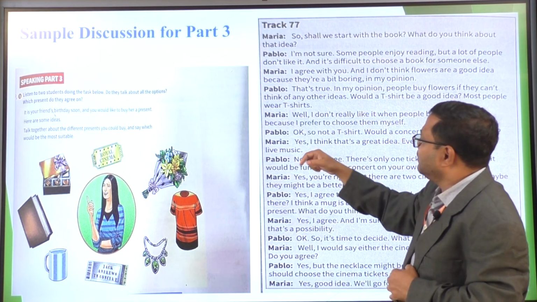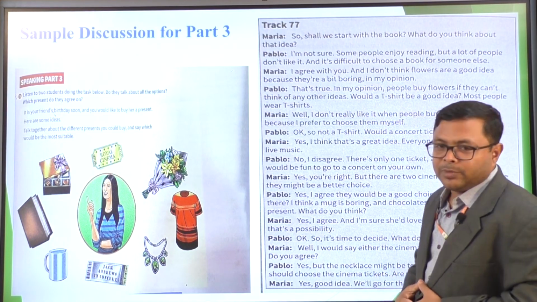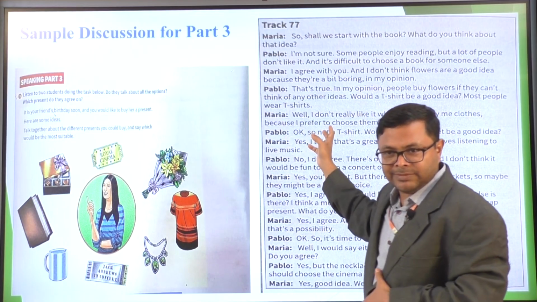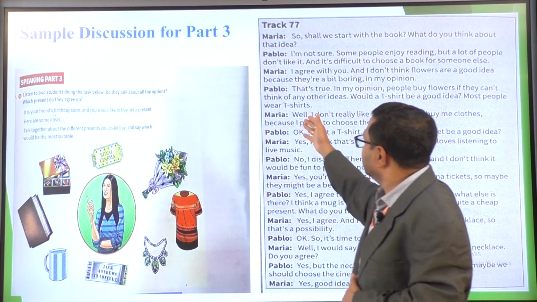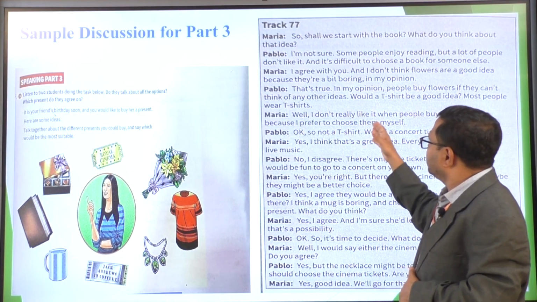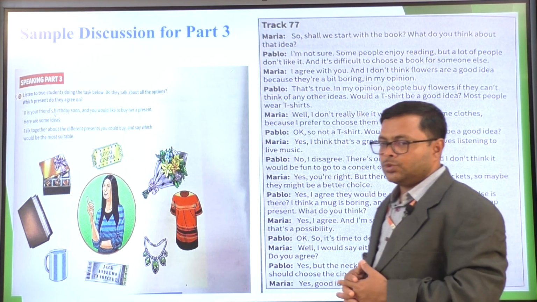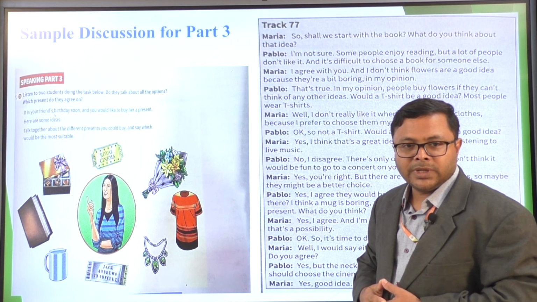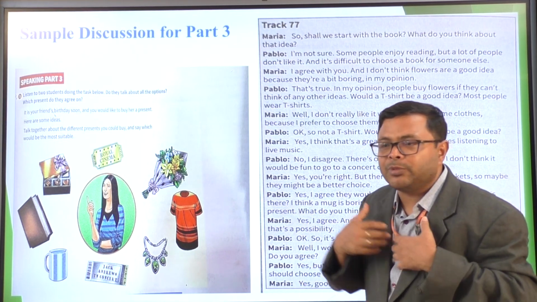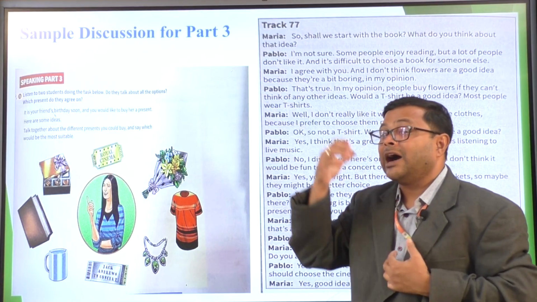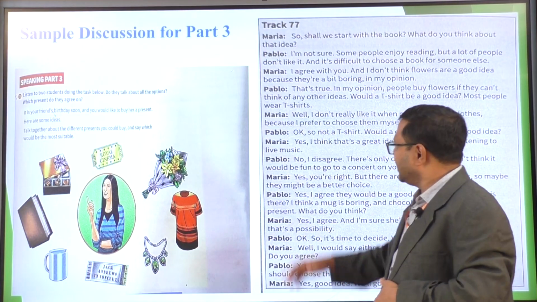Then Pablo gives another option. Would a T-shirt be a good idea? Most people wear T-shirts, so a T-shirt would be a good idea. Reason is given. Then Maria says, well, I don't really like it when people buy me clothes because I prefer to choose them myself. So how would I expect others to like it? Same idea, so I do not like that idea.